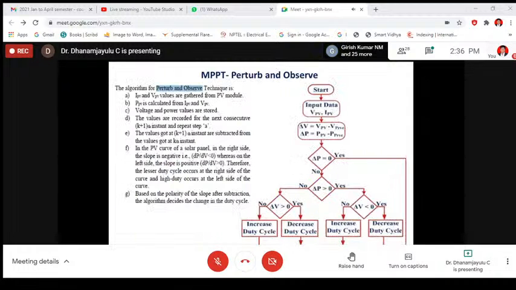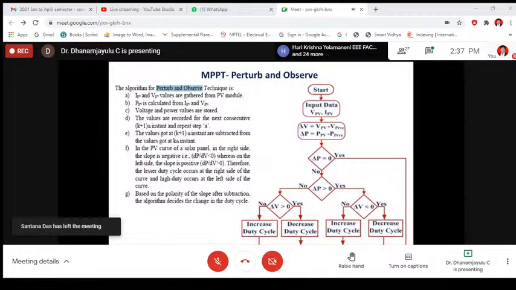This is a flow chart of the MPPT technique using the P&O algorithm. You initialize the data, that is VPV and IPV, and calculate delta V and delta P. Is delta P equal to 0? If yes, it goes to the starting point. If no, check whether delta P is greater than 0. If yes, it checks whether delta V is less than 0, and it will increase the duty cycle. If not, it will increase the duty cycle.